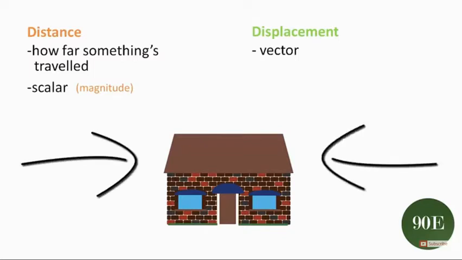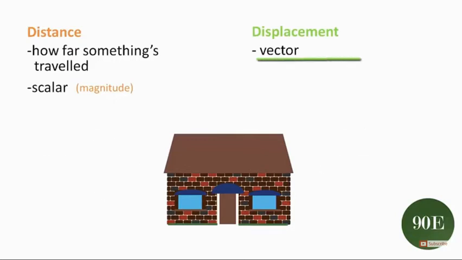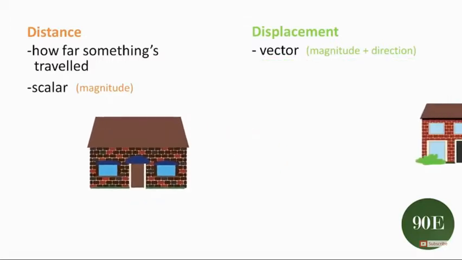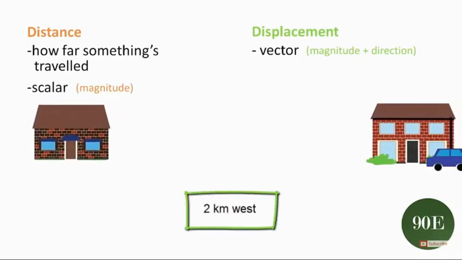So a scalar quantity would be the house is 2 kilometers away. But the vector quantity, it's going to have to tell you not only the 2 kilometers, but the direction as well. So we would say it's 2 kilometers to the west.